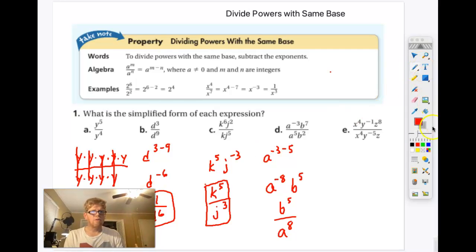Now let's do this problem right here. We have x to the 4th over x to the 4th. That's going to cancel each other out, right? So x to the 4th divided by x to the 4th is just 1. We'll get rid of those. Y to the negative 1 minus negative 5. I'm going to add the opposite. So that's going to leave me with y to the negative 1 plus 5, which leaves me with y to the 4th. And then z to the 8th over z. That's just going to leave me with z to the 7th. So I'm left with y to the 4th, z to the 7th as my answer.